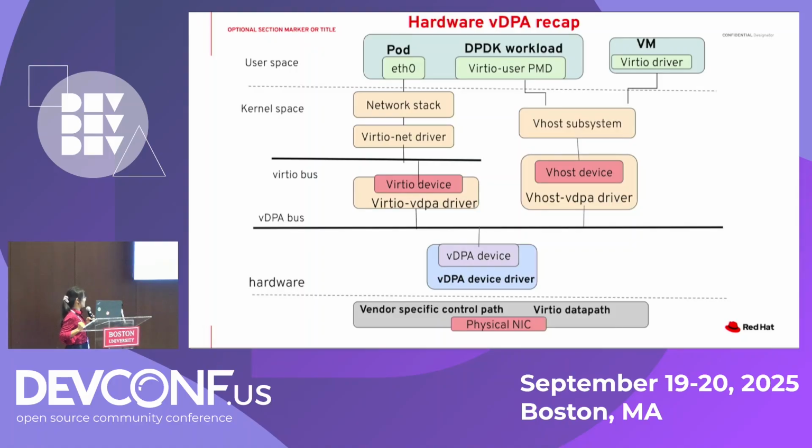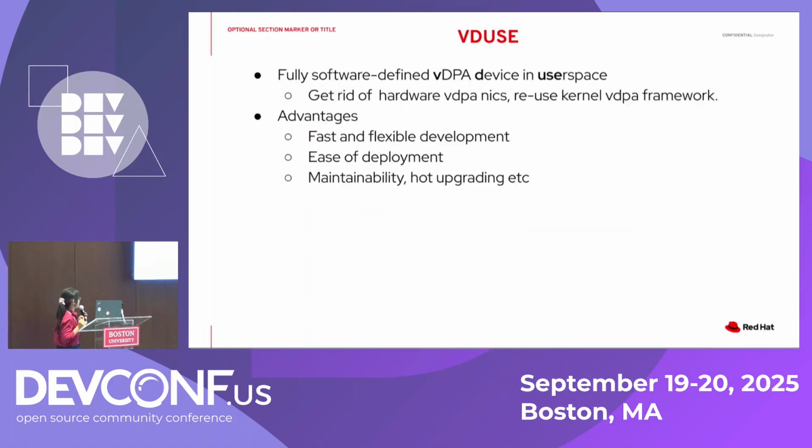Since we already have the vDPA kernel framework, the vDPA device also can be implemented in software, either in kernel space or in user space. What a user space implementation is what we call VDUSE. It stands for vDPA device in user space. It removes the hardware dependency and also still uses the previous kernel vDPA framework.